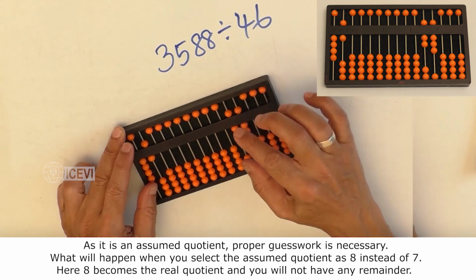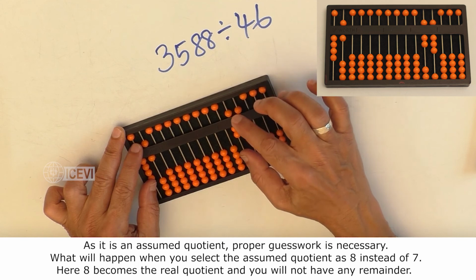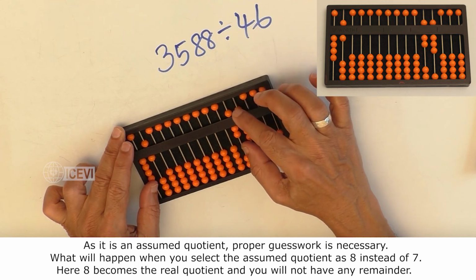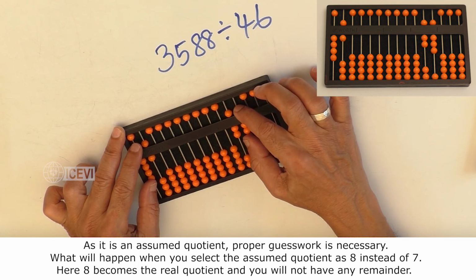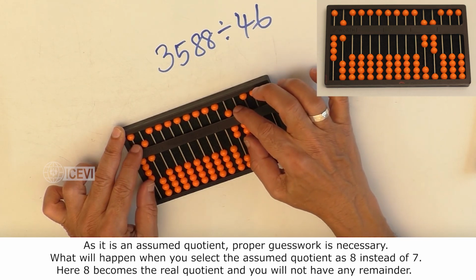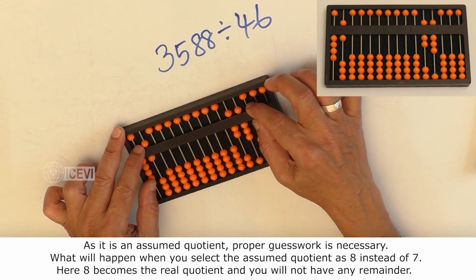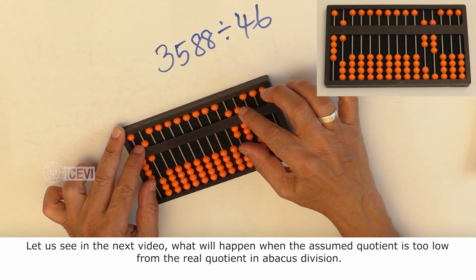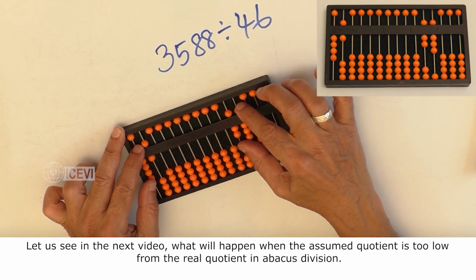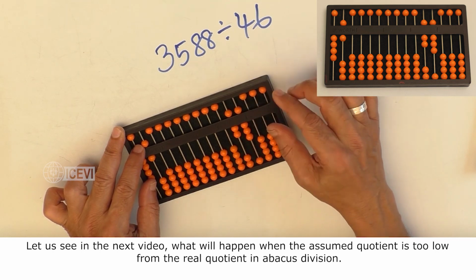As it is an assumed quotient, the proper guesswork is necessary. What will happen when you select the assumed quotient as 8 instead of 7? Here 8 becomes the real quotient and therefore you will not have any kind of remainder. Let us see in the next video what will happen when the assumed quotient is too low from the real quotient in Abacus division.